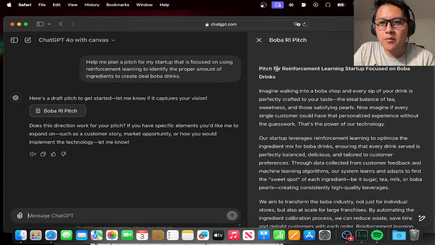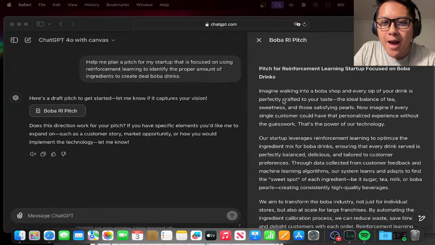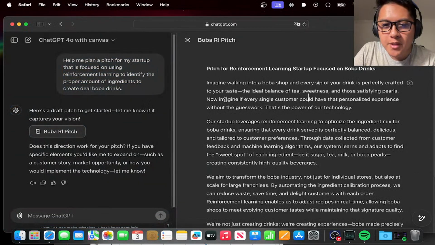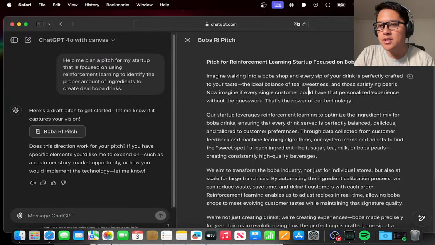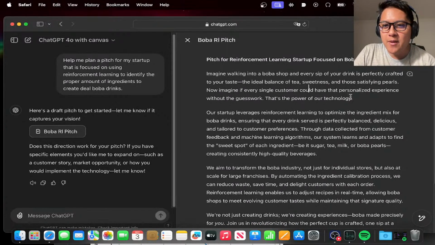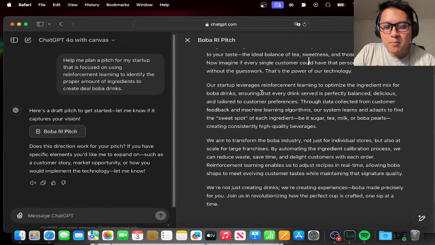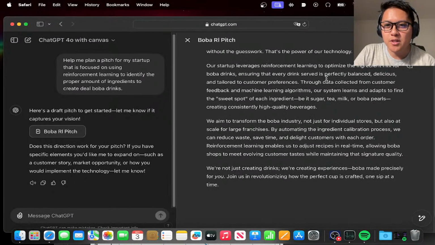Let's see here. Pitch for reinforcement learning startup focused on boba drinks. Imagine walking to a boba shop. Okay, let's hold on. I need to pause this music. I want to be able to read this. Imagine walking into a boba shop and every sip of your drink is perfectly crafted to your taste. The ideal balance of tea, sweetness, and those satisfying pearls. Now imagine if every single customer could have that personalized experience without the guesswork. That's the power of our technology. Our startup leverages reinforcement learning to optimize the ingredient mix for boba drinks, ensuring that every drink served is perfectly balanced, delicious, and tailored to customer preferences.